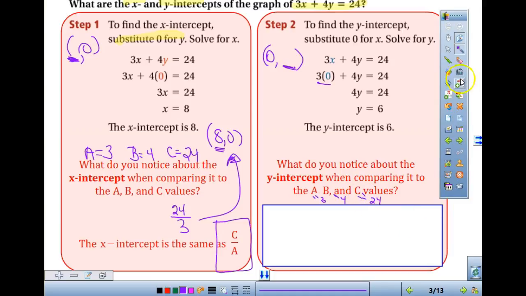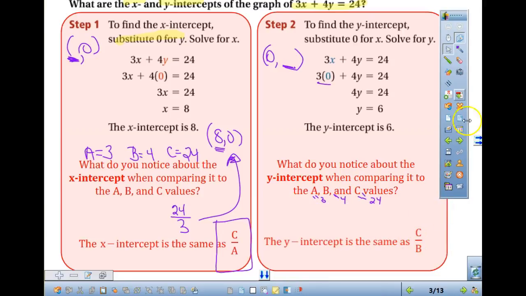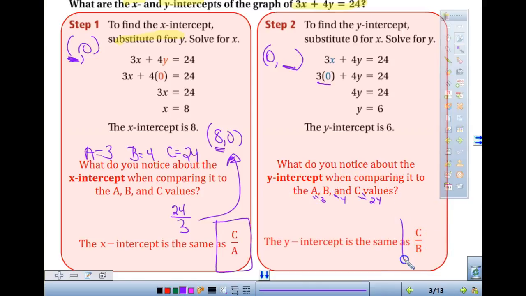What could we say if we are looking now for our y-intercept? 24 divided by 4. So C divided by, in this case, B. We're going to look at that pattern, and that will always be the case. C divided by B, which in our case would have been 24 over 4, does give us the y-intercept. And if you like writing it as an ordered pair because it helps you to figure out where it is on the graph, put it as an ordered pair.